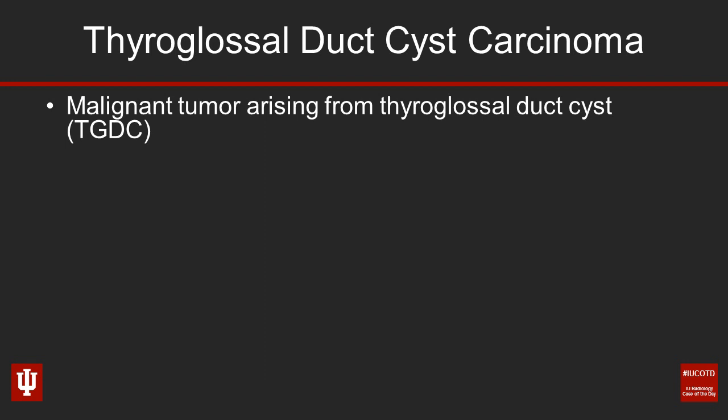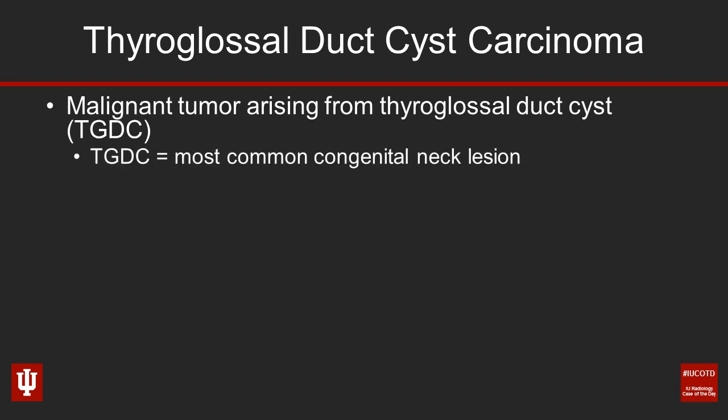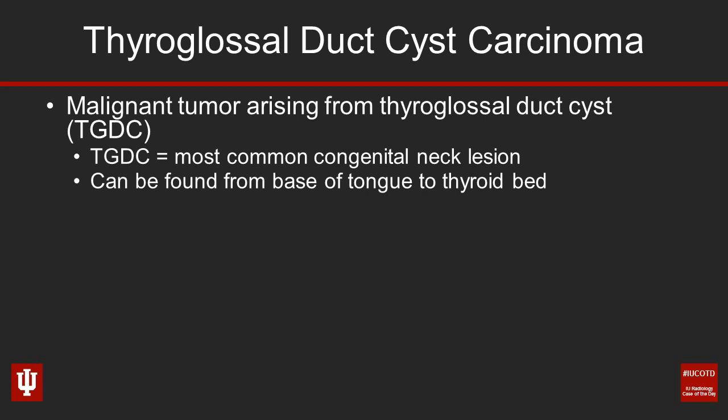So this is a patient with thyroglossal duct cyst carcinoma, and this is a malignant tumor that arises from a thyroglossal duct cyst. Now, thyroglossal duct cysts are the most common congenital neck lesions, and they can be found anywhere from the base of tongue all the way down to the thyroid bed.